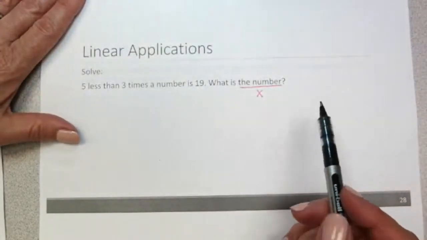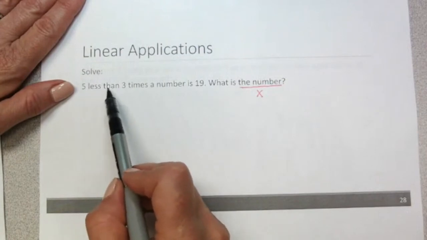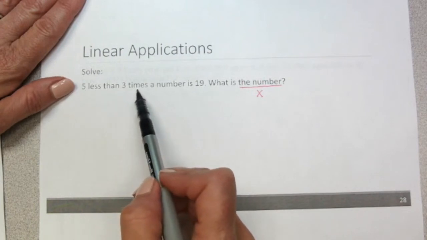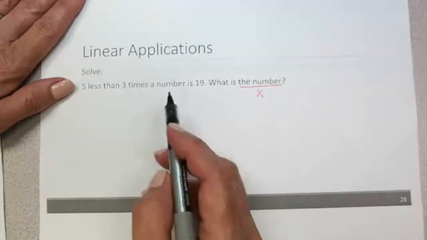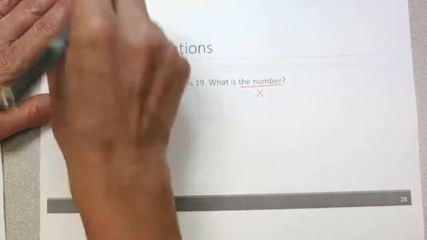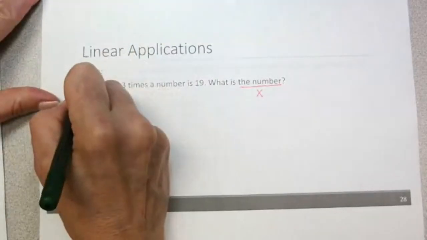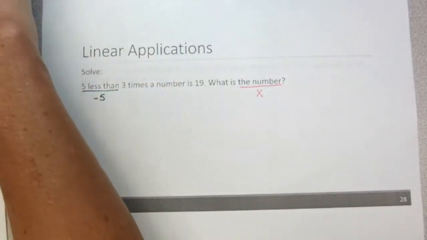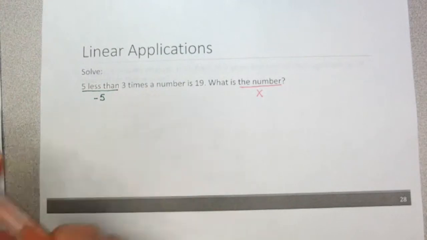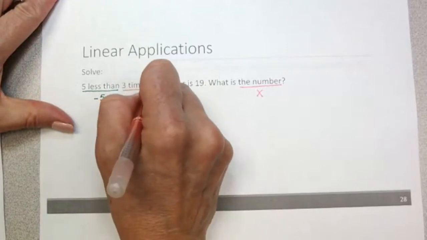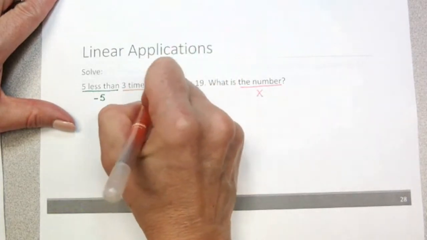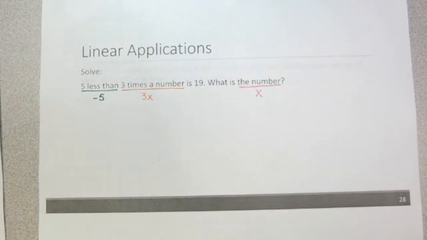Now we've got to use some good interpreting skills to figure out what this sentence is saying. 5 less than 3 times a number is 19. 5 less than something means we're subtracting 5 from it, so subtract 5. The next part of the sentence says 3 times a number. We decided to assign the number to x, so 3 times it is going to be 3x.